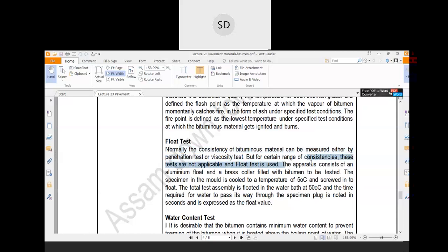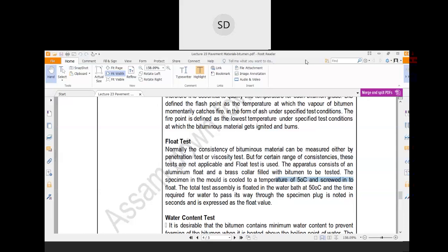The apparatus consists of an aluminium float and a brass collar filled with the bitumen to be tested. The specimen in the mold is cooled to a temperature of 5 degrees Celsius and screwed into the float. The total test assembly is floated in the water bath at 50 degrees Celsius, and the time required for water to pass its way through the specimen plug is noted in seconds and expressed as the float value.